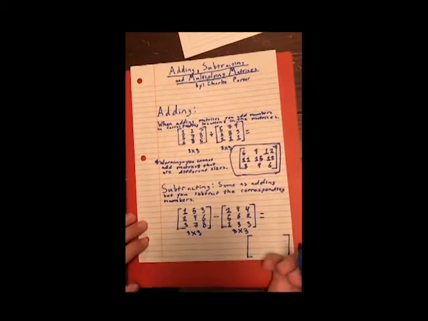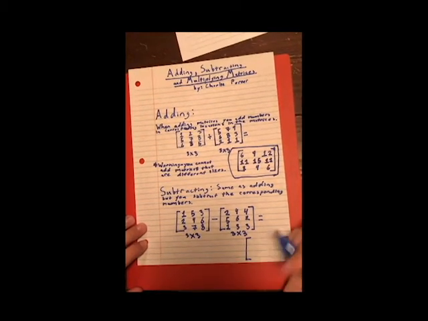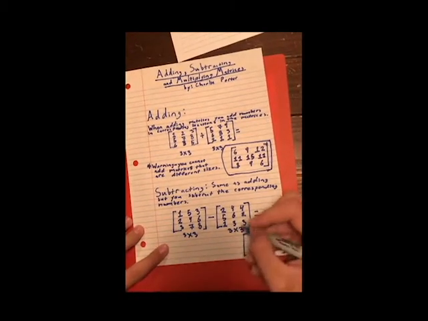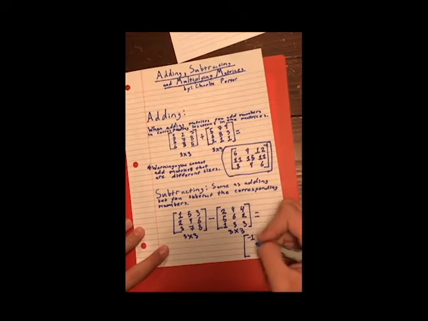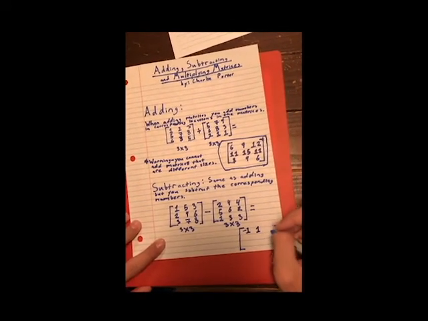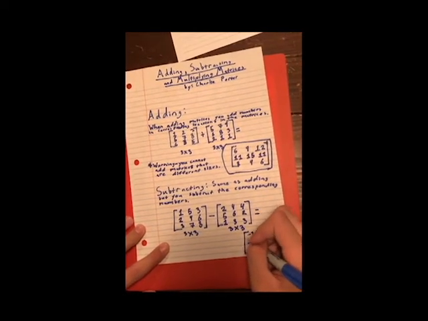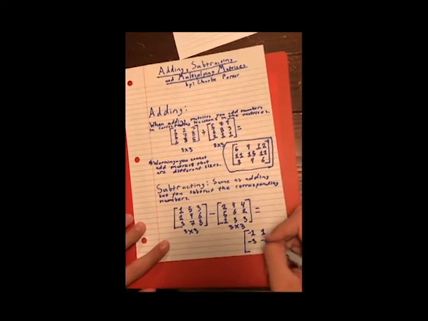Now subtracting, it's basically the same as adding, where they have to be the same size, but you're just subtracting the two numbers. So 1 minus 2 would be -1. 5 minus 4 would be 1. 3 minus 4 would be -1. 2 minus 5 would be -3. 4 minus 6 would be -2.